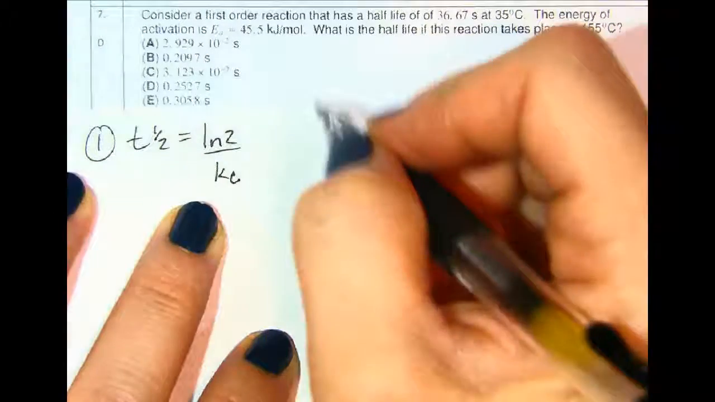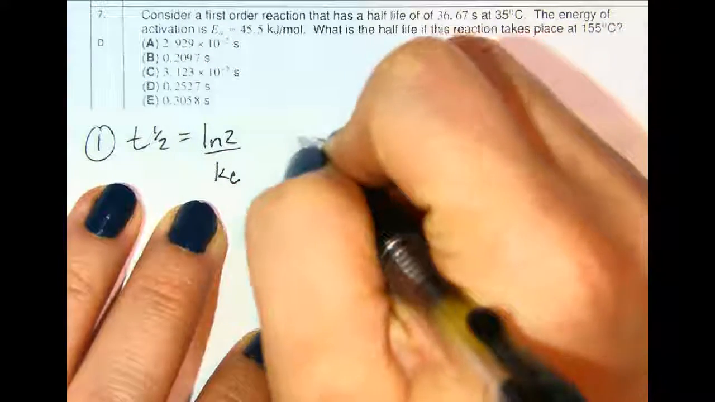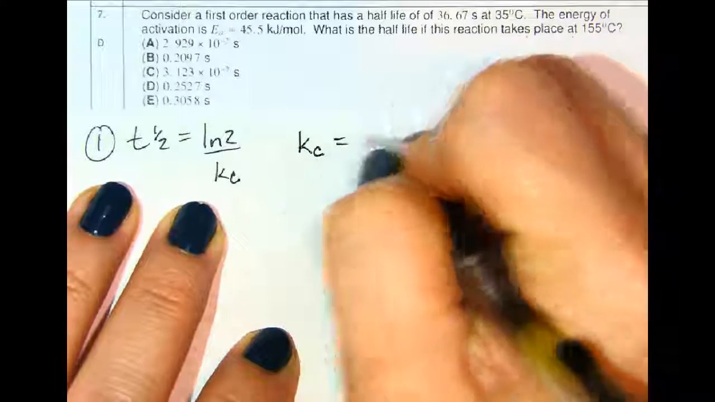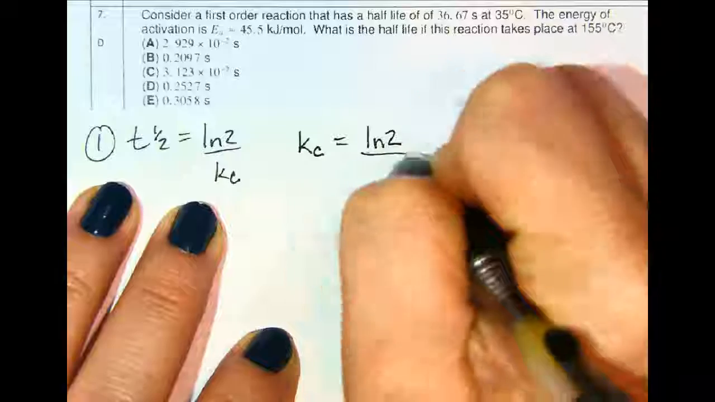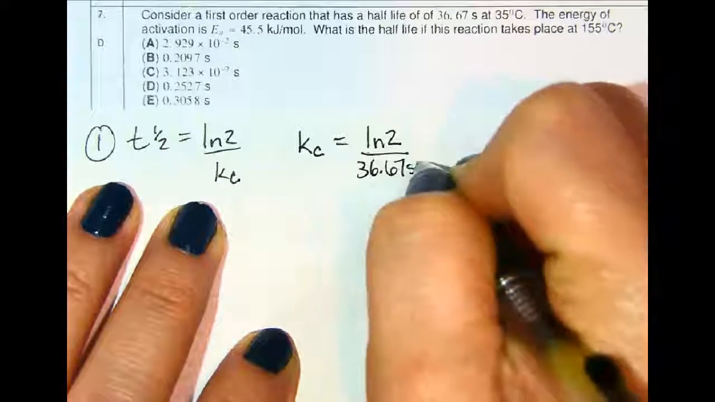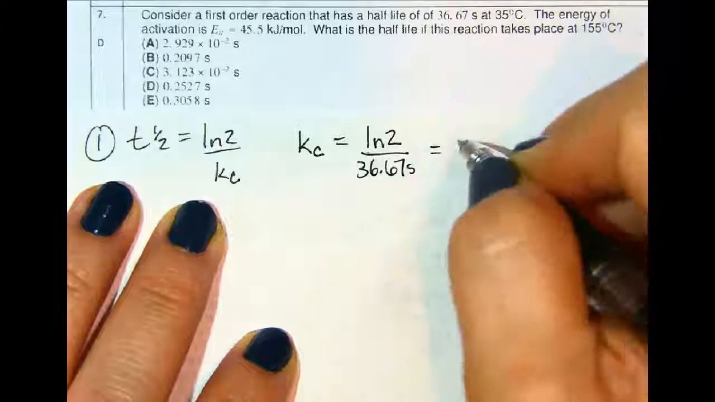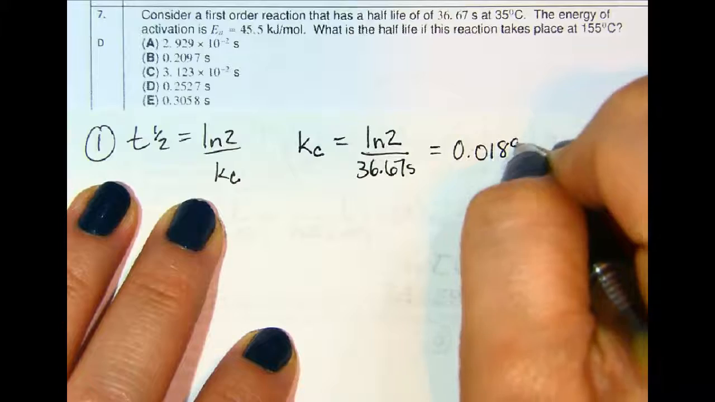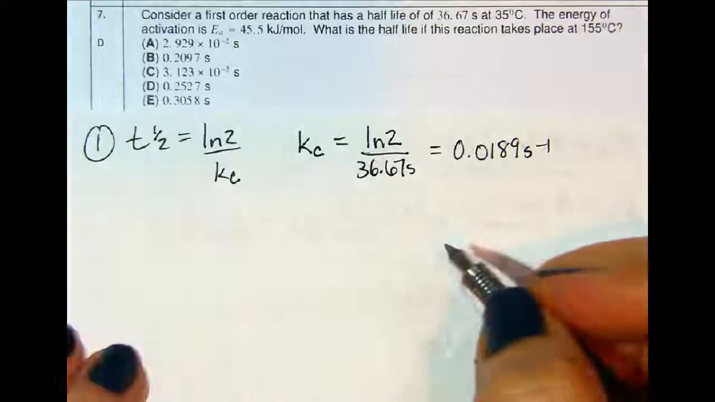And so I will rearrange this equation and set it to solve for the rate constant. So I'm going to take the natural log of 2 and divide by the half-life, which is 36.67 seconds. And so I get a rate constant that is equal to 0.0189 seconds to the negative 1.